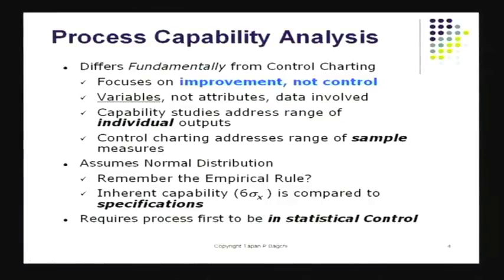We assume that the output is going to be normal. Of course, we could work with any other distribution, but the convention has been that we've assumed the output to be normal. In fact, most of the stuff, if you look at measured data, generally follows the normal distribution. That just makes our life a little easier when it comes to quantifying process capability.